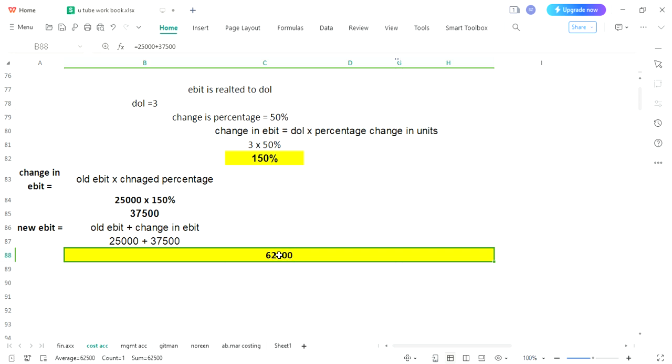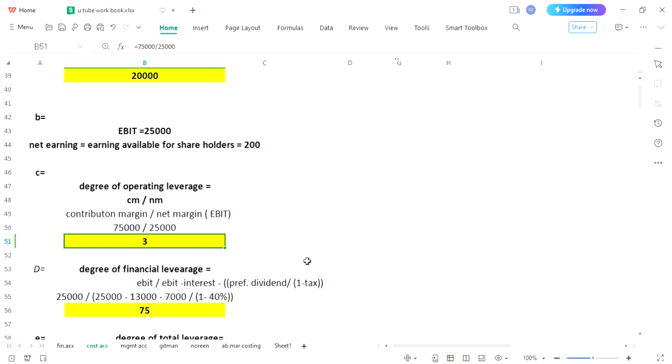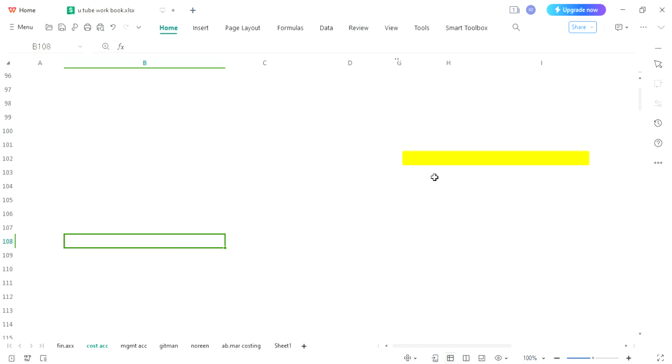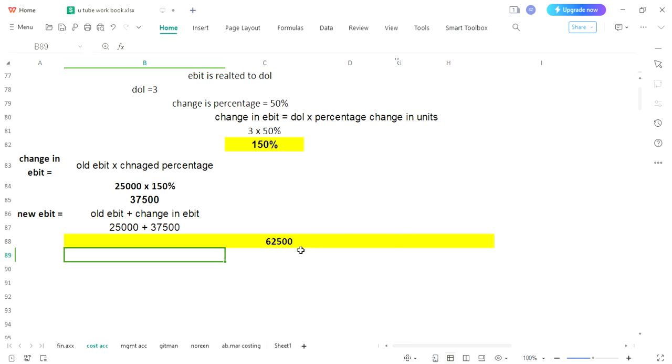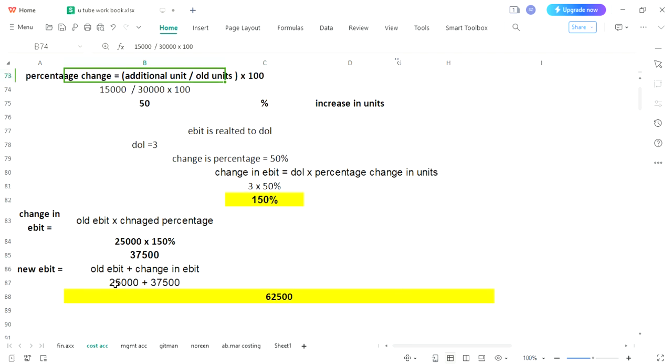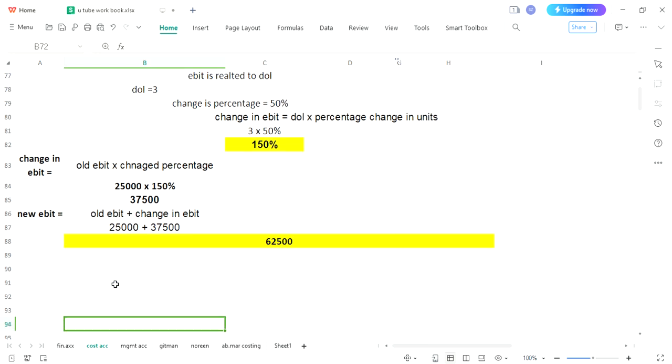Please understand what we have done. Without making our income statement, we have predicted that our EBIT would be 62,500, while what we calculated was, look, EBIT was only 25,000 when you were making 30,000 units. With an additional 15,000 units, your EBIT would increase from 25,000 to 62,500. So in the next step, we will do the same as we have done over here. We have written old and new. The F point is not ended yet.